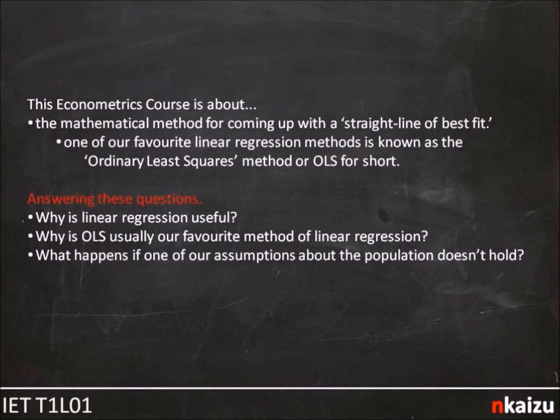Ultimately, this entire econometrics course is about asking three big questions. The first is, why is linear regression useful? The second is, why is OLS, which stands for ordinary least squares, remember, usually our favorite method of linear regression? I.e., why do we prefer it to the other methods of getting a straight line of best fit, including, if you were to be flippant, grabbing a ruler and just guessing? And finally, what happens if one of our assumptions about the population doesn't hold?